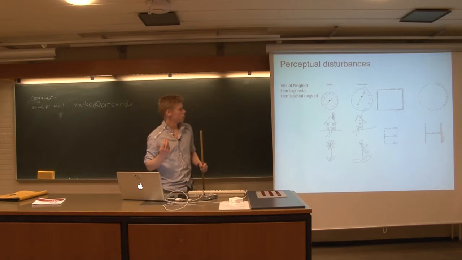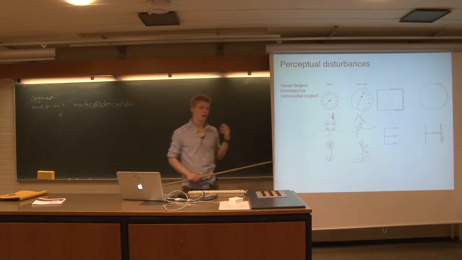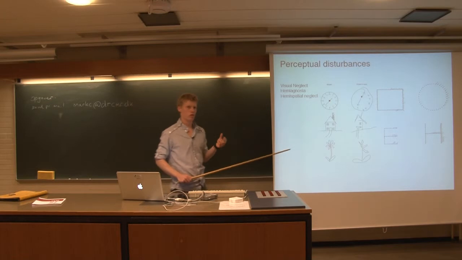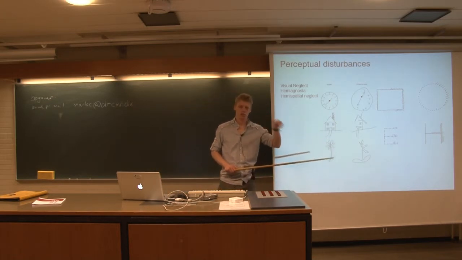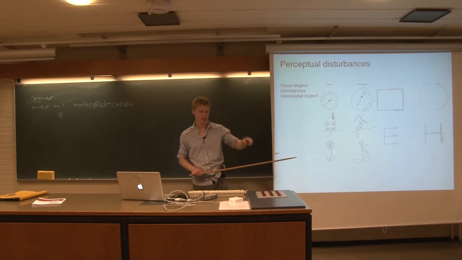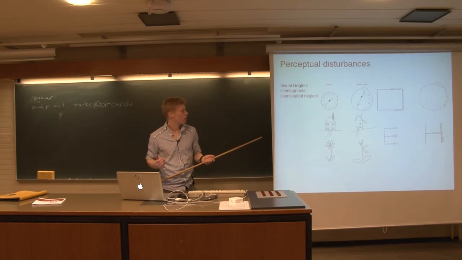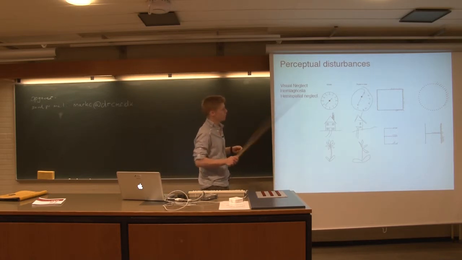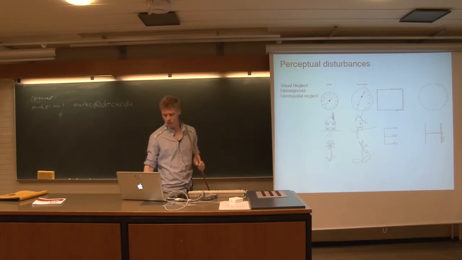There are a lot of these disturbances. These visual neglects are often caused by a stroke or something in the parietal lobe, and because stroke often affects a lot of areas, it's not so specific that you can say exactly which part of the parietal lobe is affected, but you will see that a lot of these neglect phenomena are related to parietal lesions.